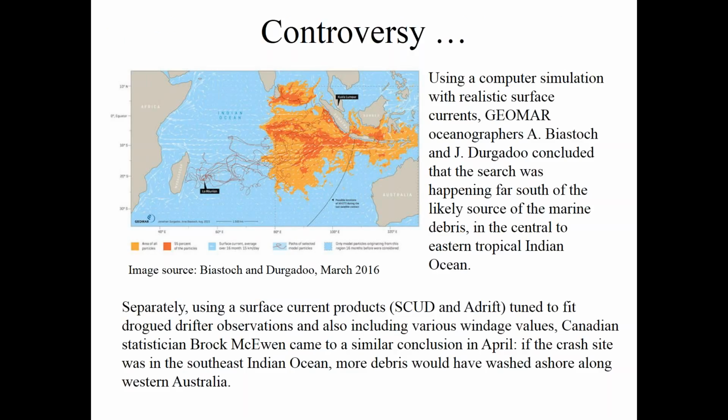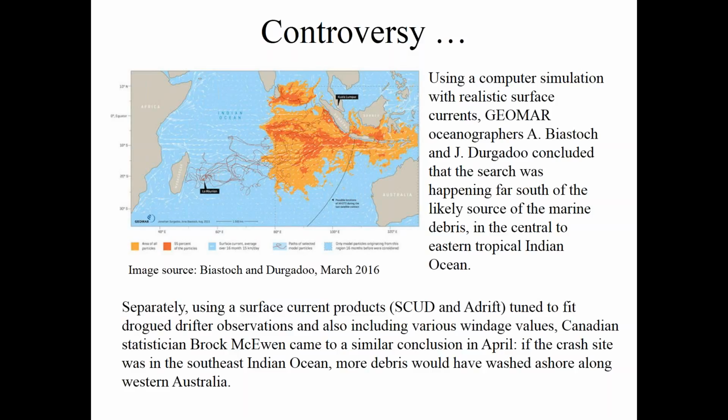There was a group of oceanographers at GEOMAR that took a computer simulation with very realistic ocean currents, I suspect calibrated to match the drifters, but I don't know that for sure, the drogued drifters. But for sure, when they ran it backwards from La Reunion 500 days, they found this cloud of probability of where the crash most likely happened that was considerably to the north of that search arc area. They even made statements in the press that they felt very sorry for the families of these people, that the search effort was obviously happening in the wrong place.